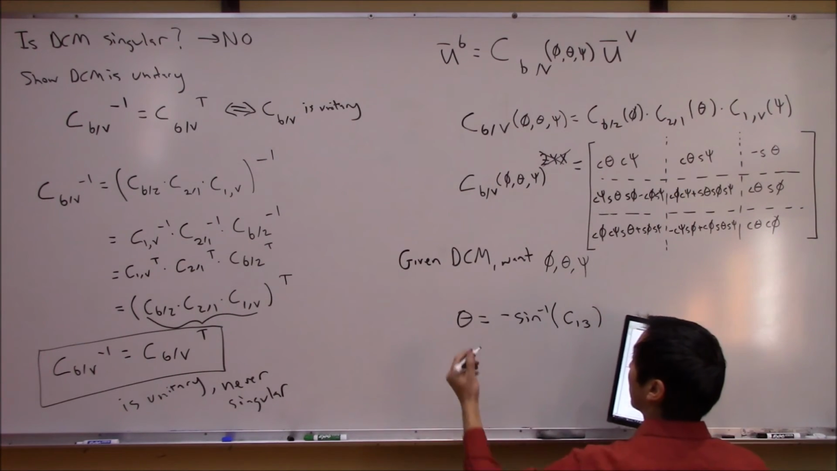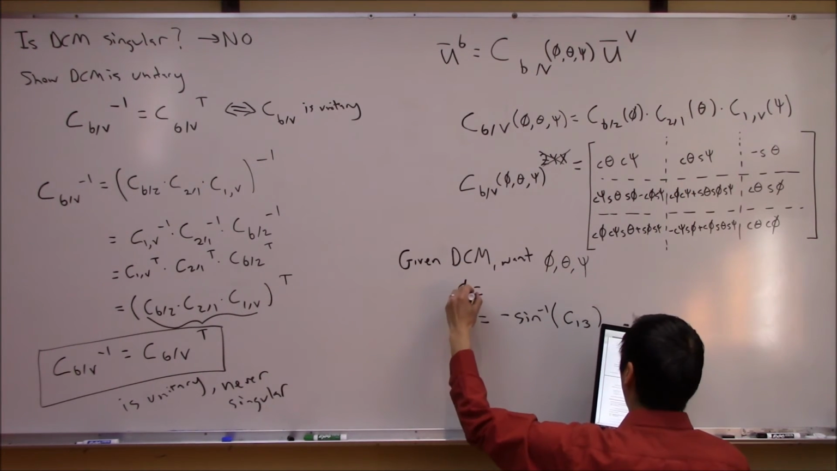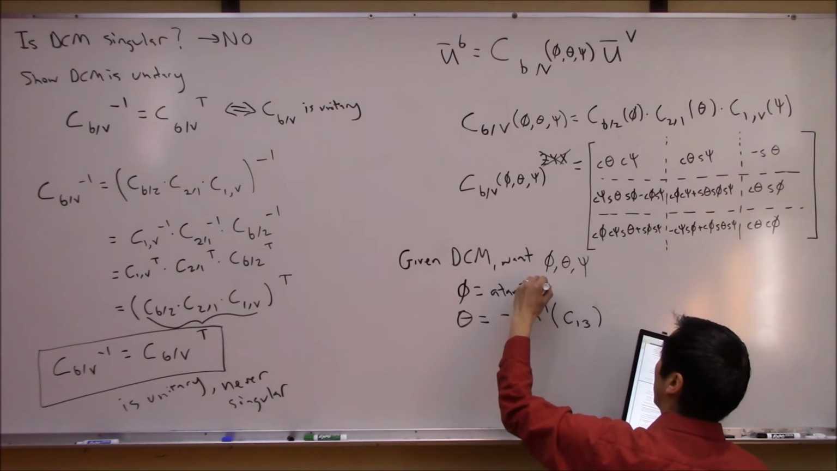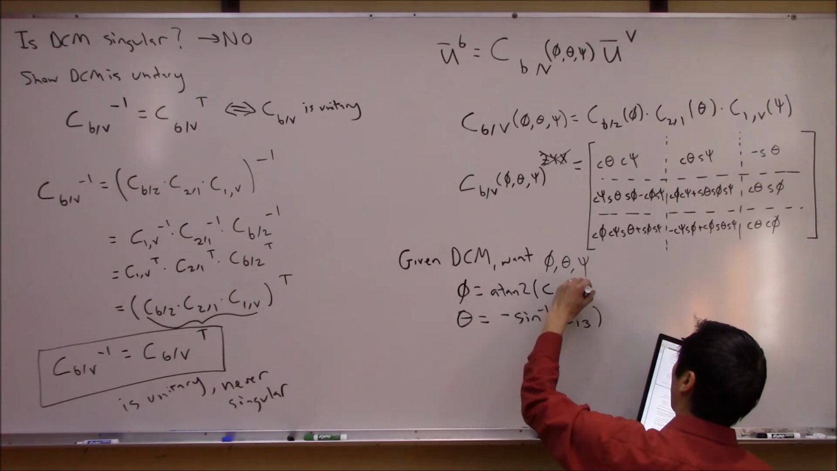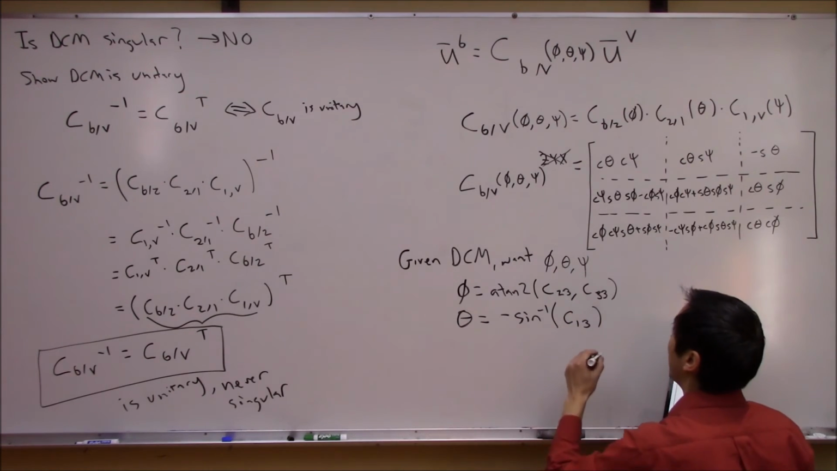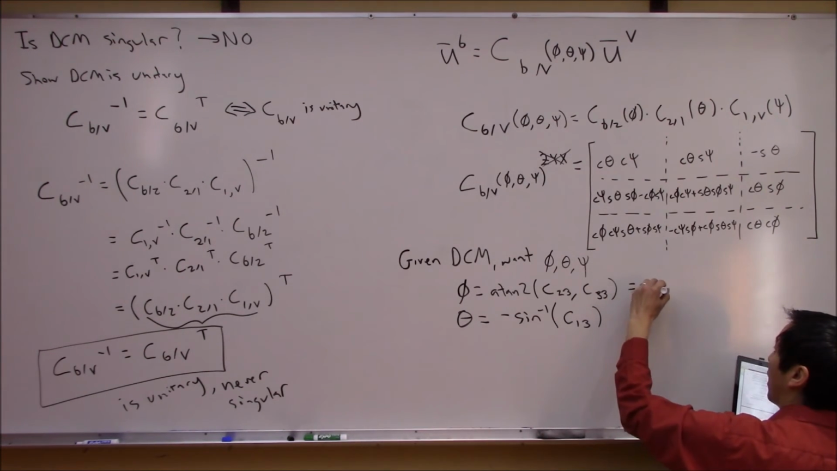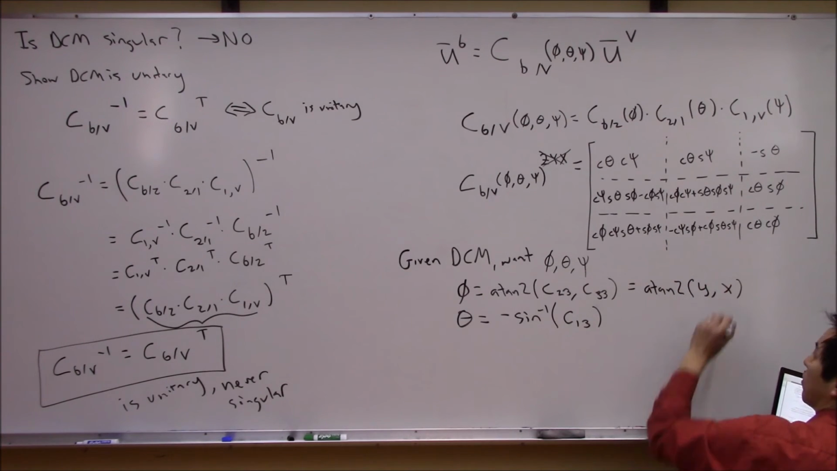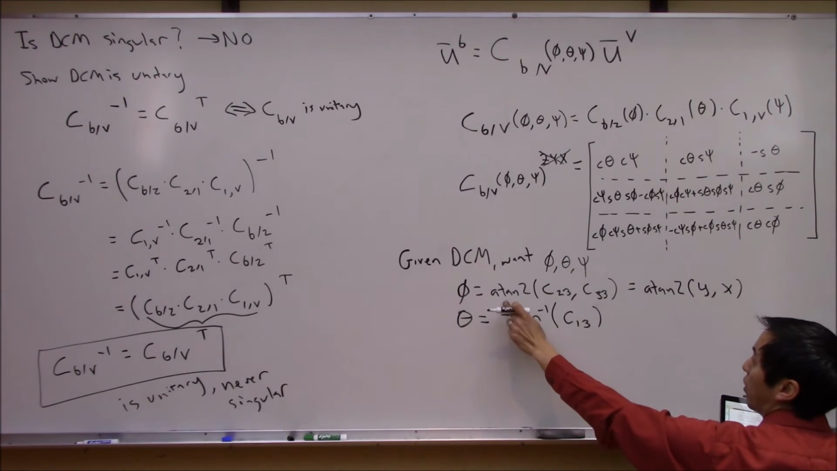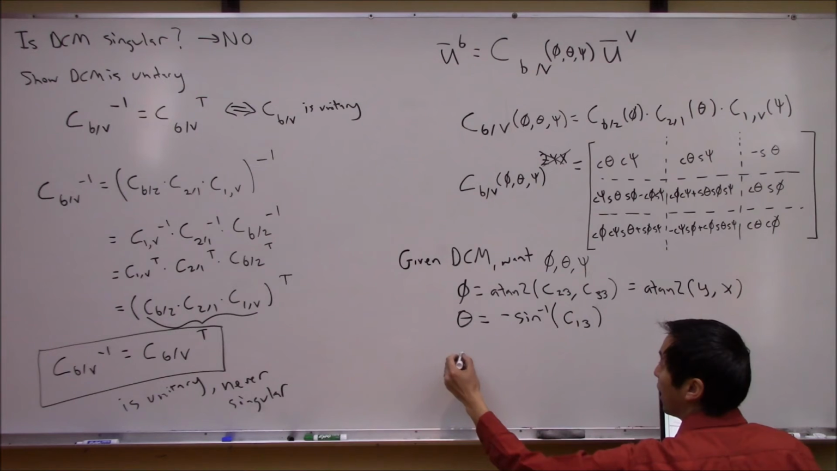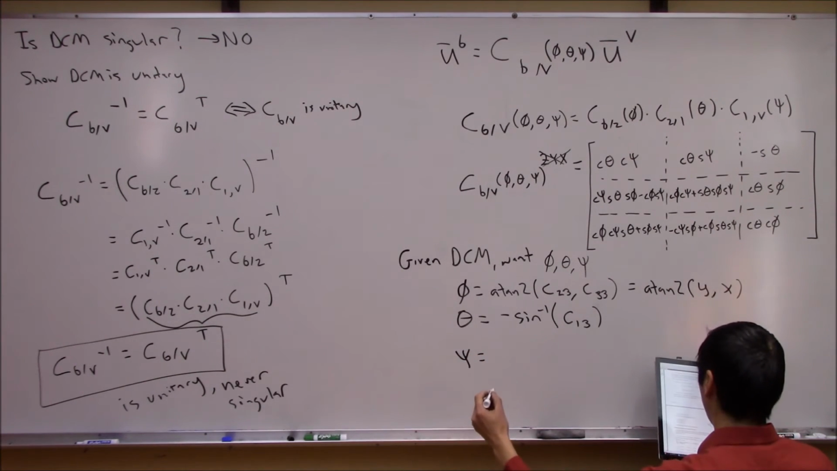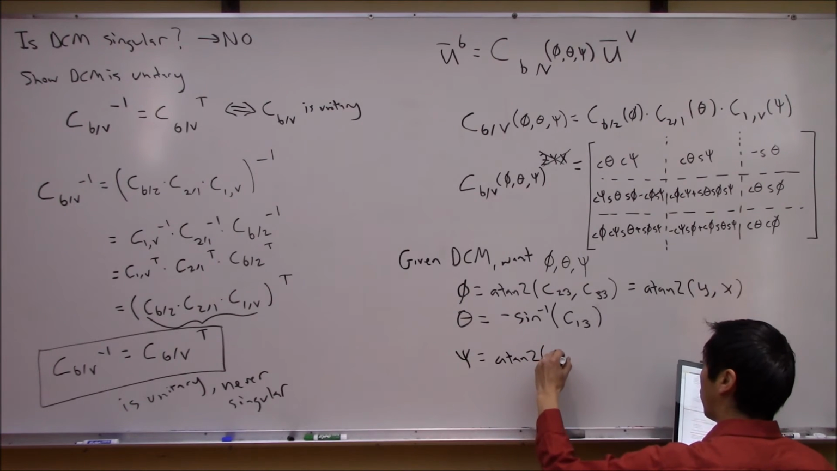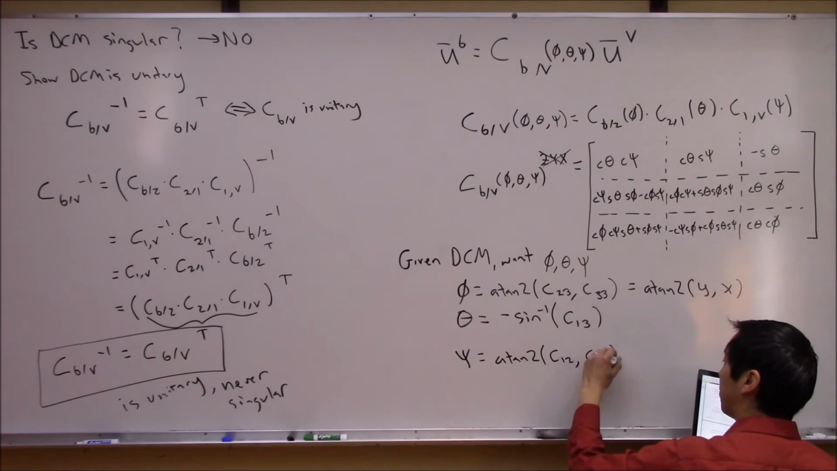And I think if you stare at this thing long enough, you can see that, okay, phi is basically going to be the atan 2 of the 2, 3 element and the 3, 3 element. So again, we got to be a little careful with the atan 2, right? I'm assuming that this is the y component and then the x component of it. Okay, that's how I'm writing this atan 2 argument. And finally, psi here is going to be atan 2 of C12 and C11.